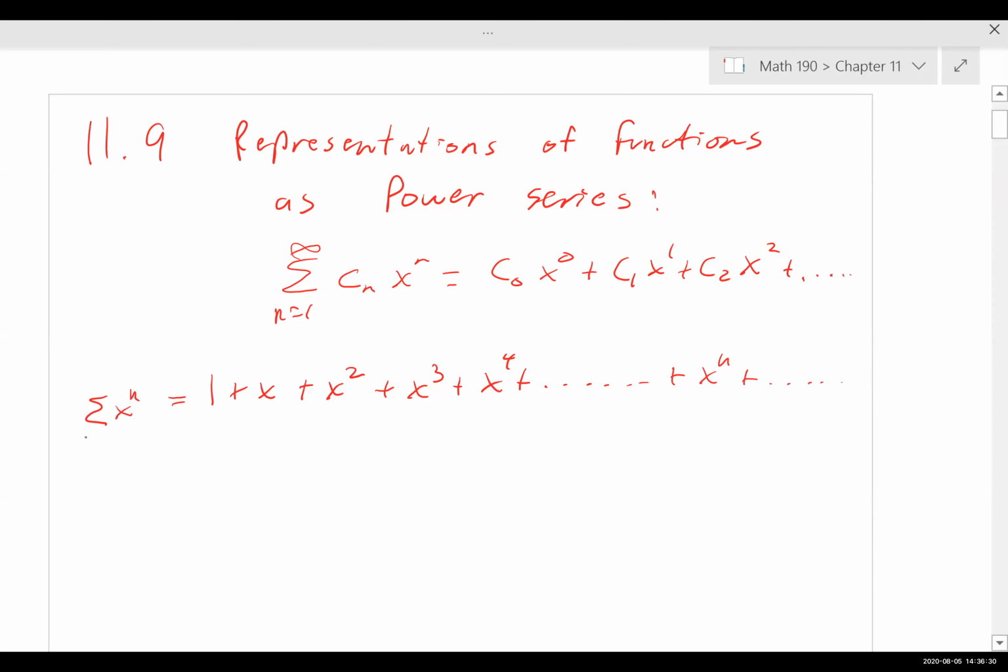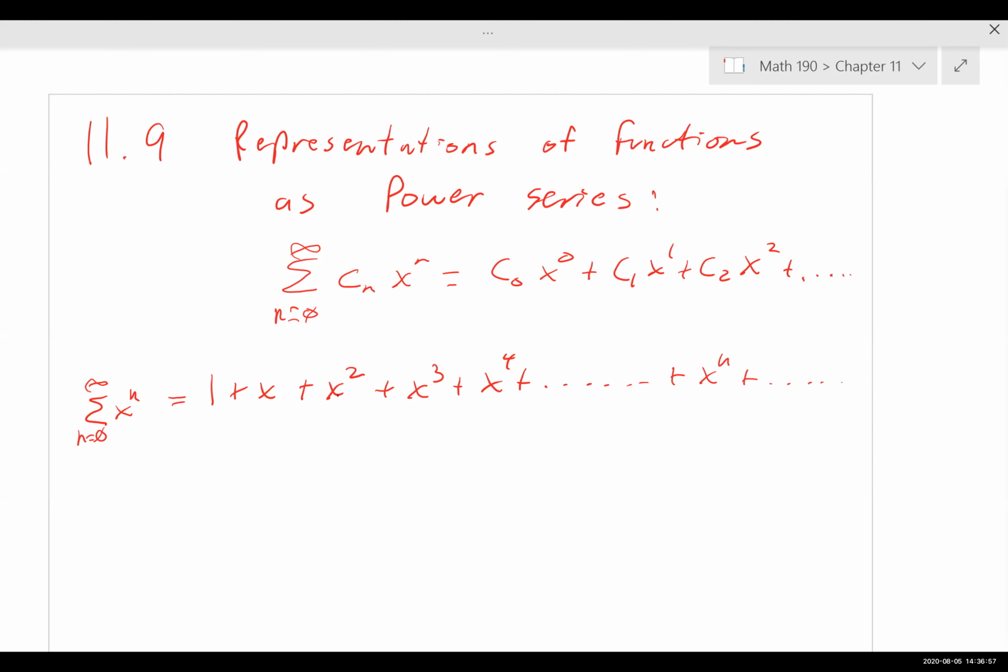of x to the nth, n equals... we'll do n minus 1, otherwise we'd have to start at 0. Well, let's start at 0. Okay, n equals 0 to infinity of x to the nth, equals 1 plus x squared plus x cubed plus x to the fourth.